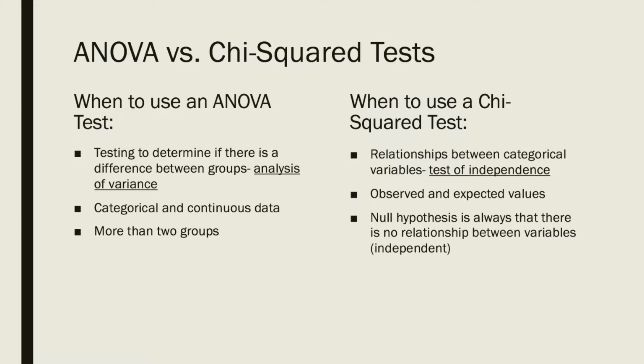A chi-squared test is used to show the relationships between categorical variables, and this is a test of independence. The data consists of observed and expected values. The null hypothesis is always that there is no relationship between variables, which means that they are independent.